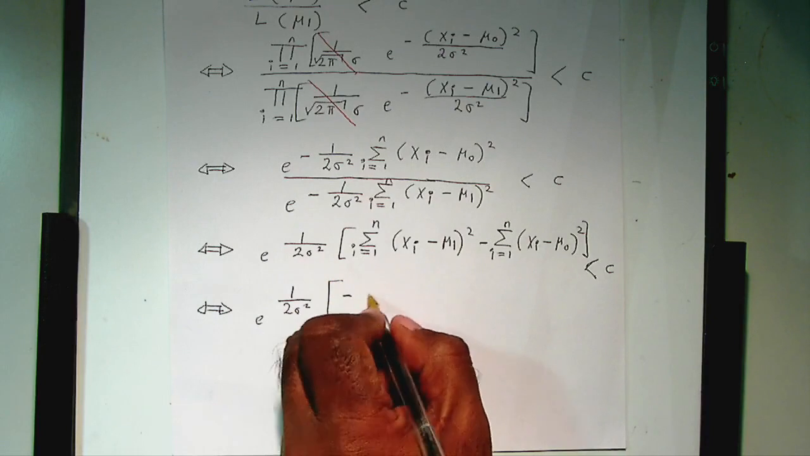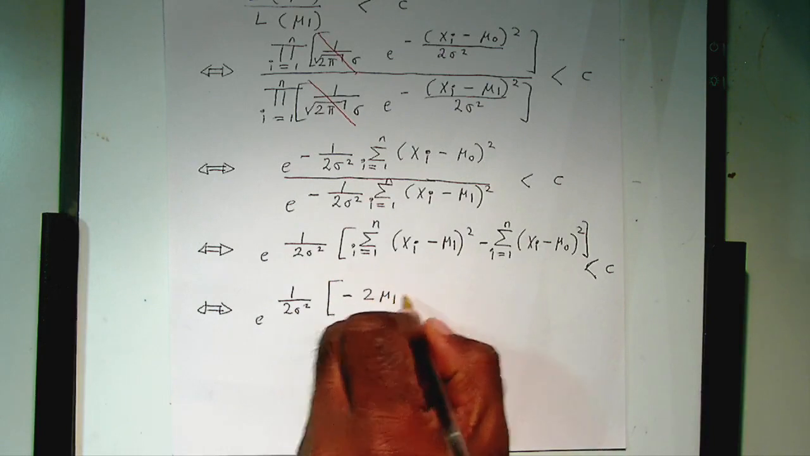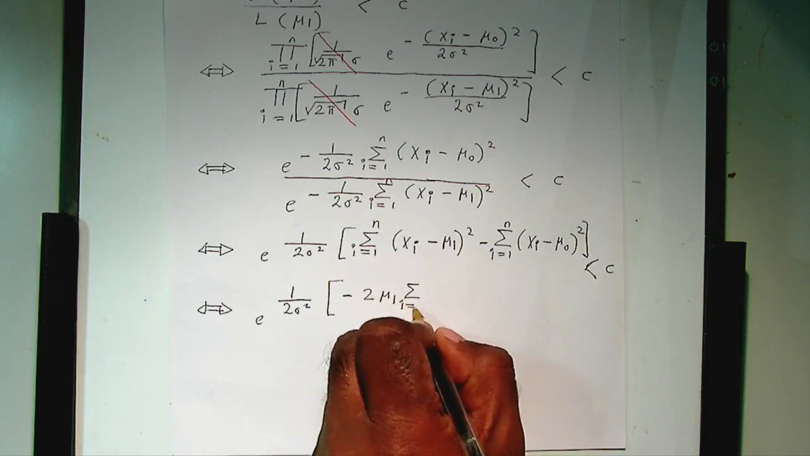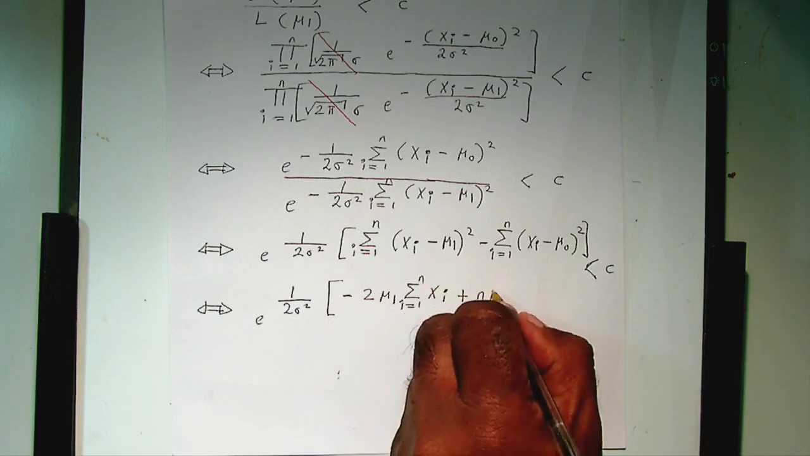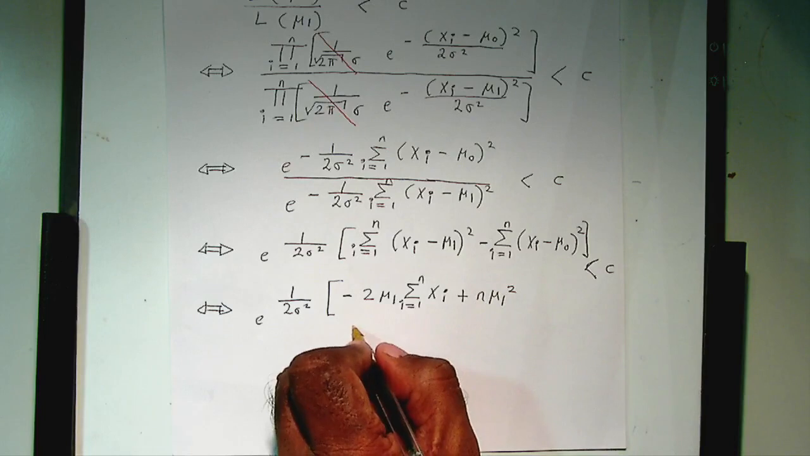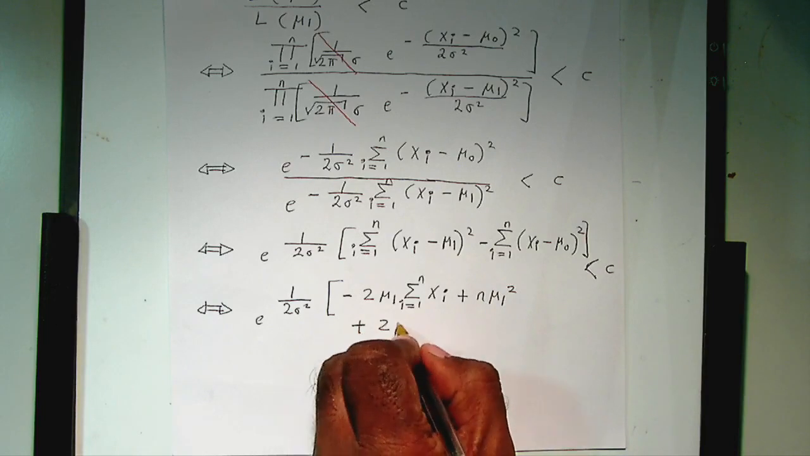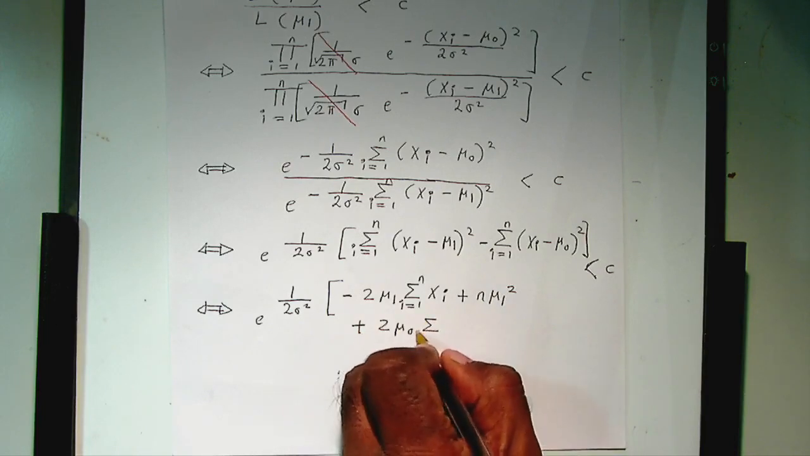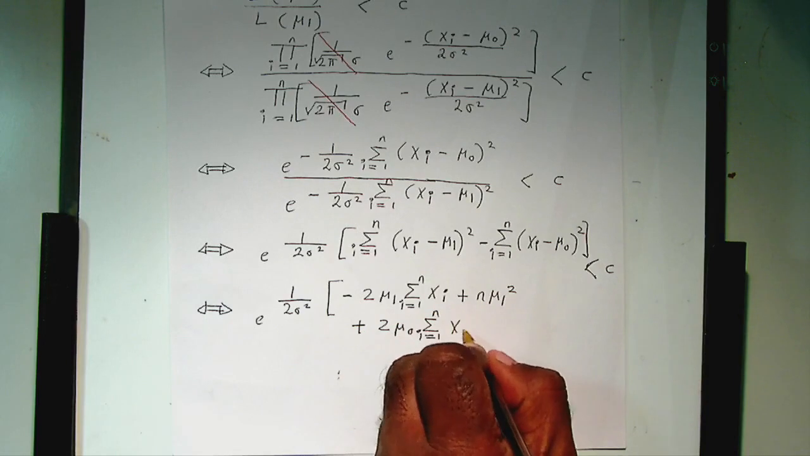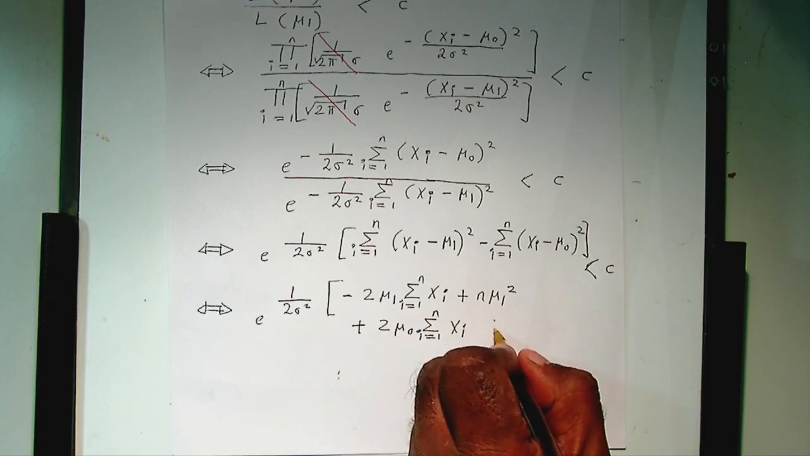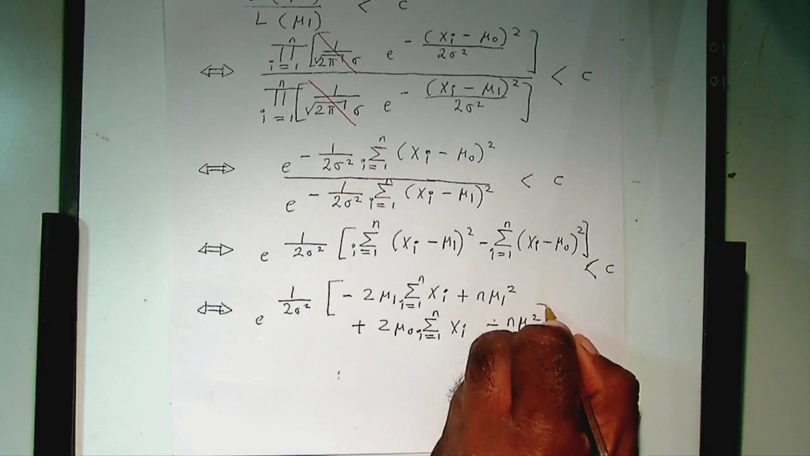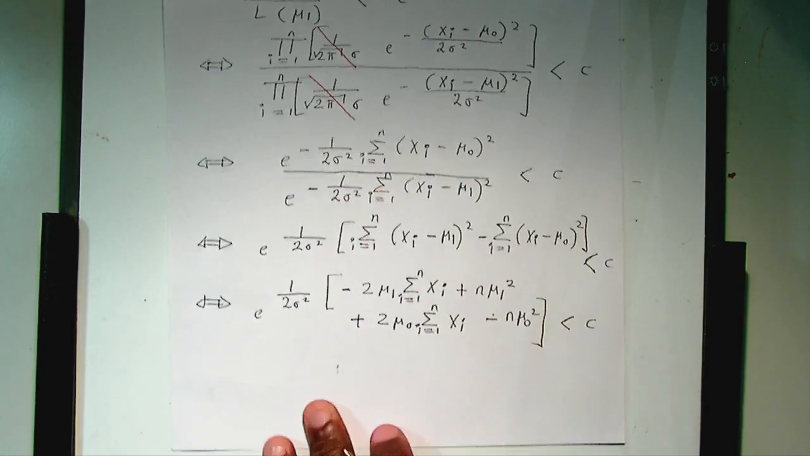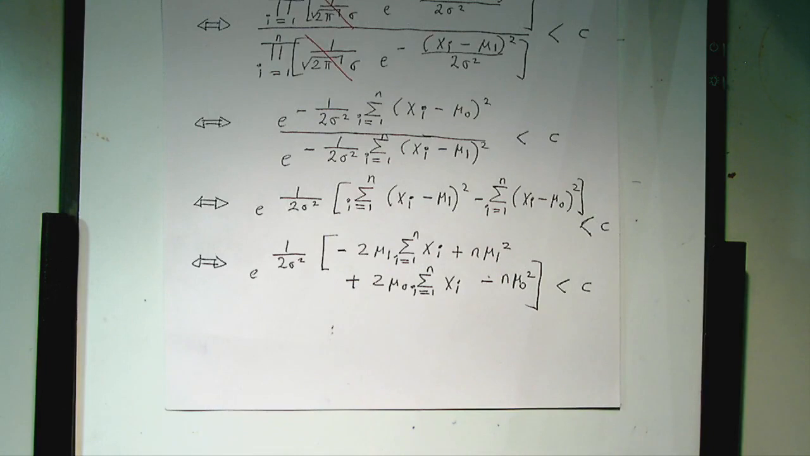So you will get something like this: 2 mu1 sum of xi plus n mu1 squared plus 2 mu0 sum of xi minus n mu0 squared less than a constant. You get something like this. You should do the simplification correctly, right?